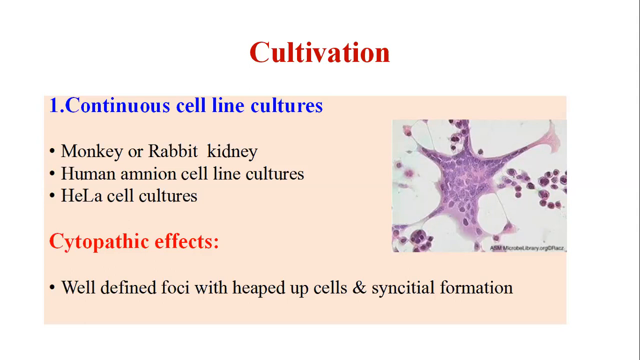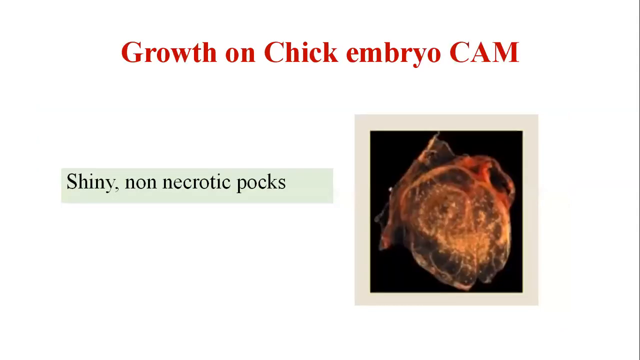If the cells look like this after infection with HSV 1 or 2, with well-defined foci, heaped cells, and syncytial formation as seen in this picture, then we can clearly say that this is an infection caused by HSV. You can also cultivate the virus in chick embryo.